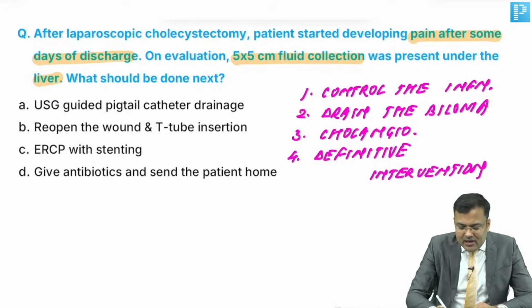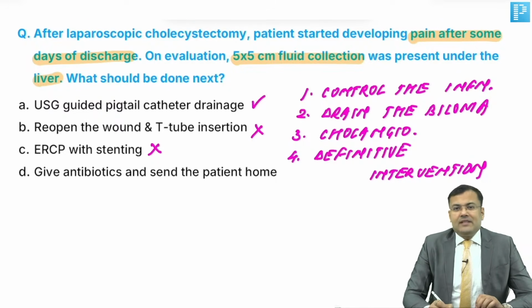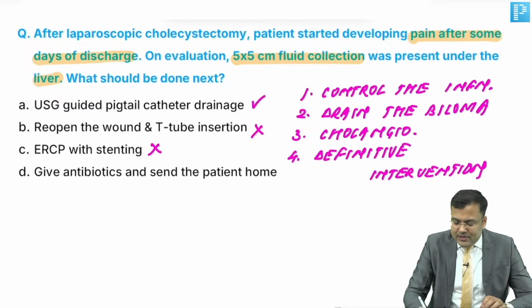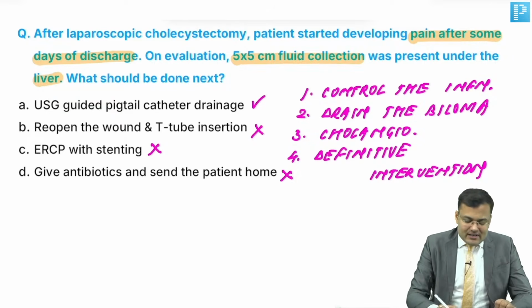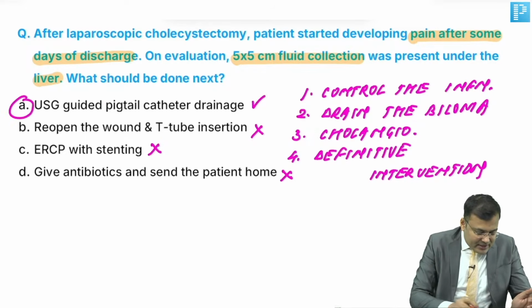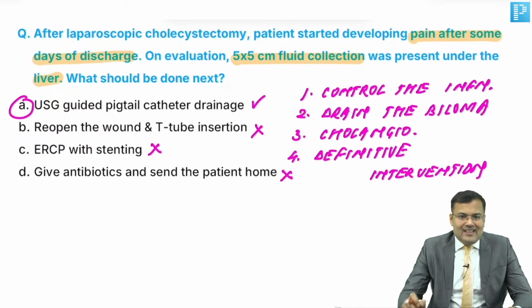See the options. Ultrasound guided pigtail catheter drainage, correct. Reopen the wound and T-tube insertion. No need to reopen the wound. ERCP with stenting. If stricture is not formed, don't go for ERCP. Give antibiotics and send the patient home. No, because collection is there, we have to drain it. So what is the correct answer here? Guys, the correct answer is option A. Ultrasound guided pigtail catheter drainage.